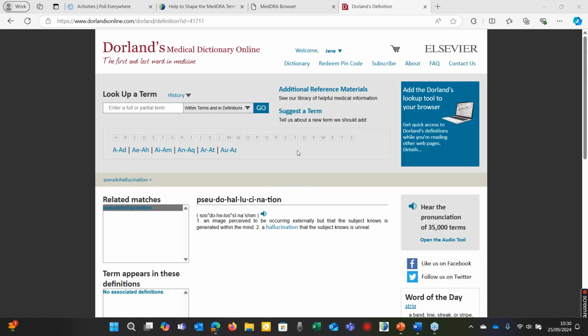We had a question of a term that popped up in the browser. What is a pseudo hallucination? So just to answer that one, I've brought it up here in Dorland's. A pseudo hallucination is, according to Dorland's, an image perceived to be occurring externally, but the subject knows it is generated in the mind. This is where there's enough insight that the patient knows what they're seeing is unreal. They know they're seeing things that are not really there. So this is a pseudo hallucination, according to Dorland's. So just to wrap up on that question.